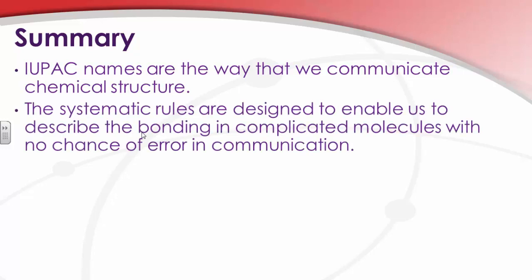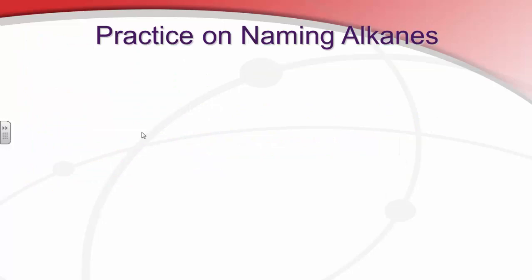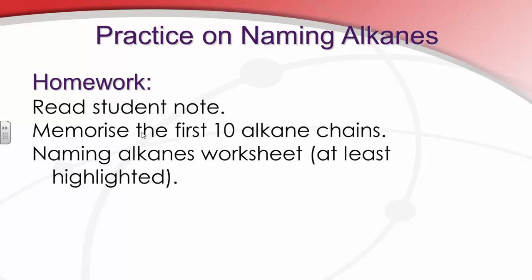Okay, in summary, IUPAC names are the way that we communicate chemical structure in the written word. They're systematic rules, and they let us communicate bonding in very complicated molecules with no chance of error in communication, and that's a very good thing. But it's going to require a lot of practice, and so you're going to need to spend a great deal of time practicing naming the varying compounds. So go ahead and read over the notes. Be sure to memorize the first 10 alkane chains that we saw in the slides, and get started on the naming alkanes worksheet, doing at least the highlighted problems, please.